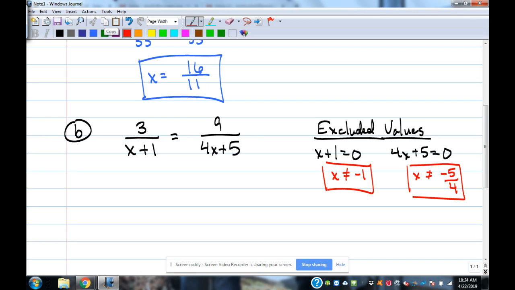So because it's one fraction equal to one other fraction, the easiest way to solve this, not the only way, but the easiest way is to just cross multiply. 9 times x plus 1, 3 times 4x plus 5. And it doesn't matter which side you put either of those on. It's just got to be those same pieces.